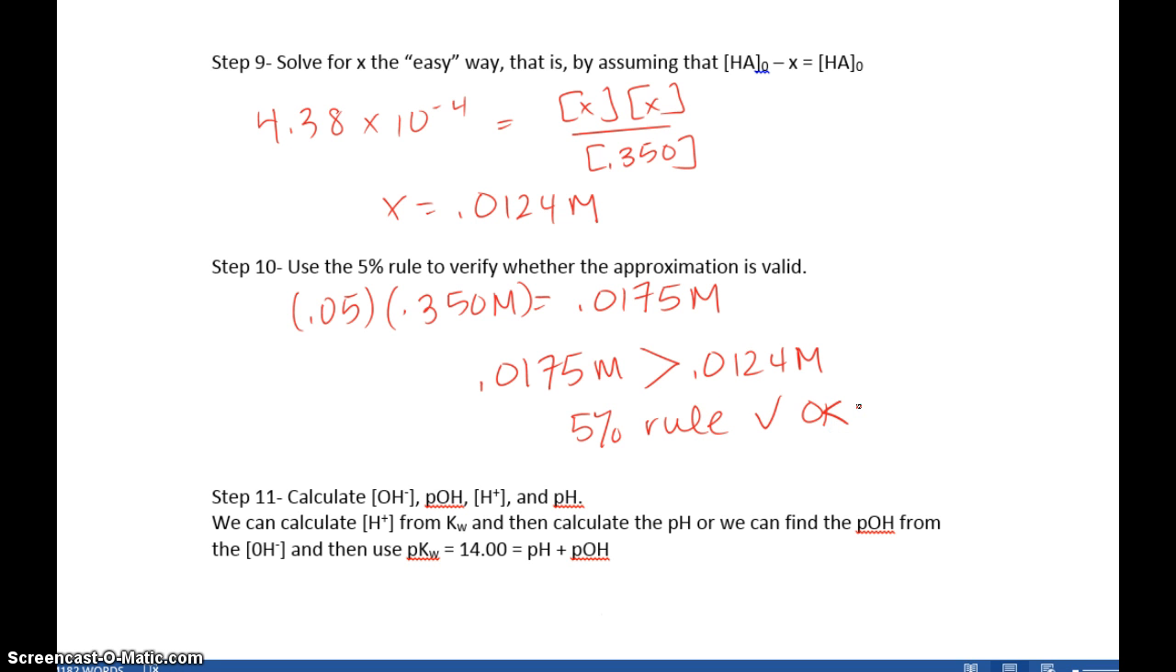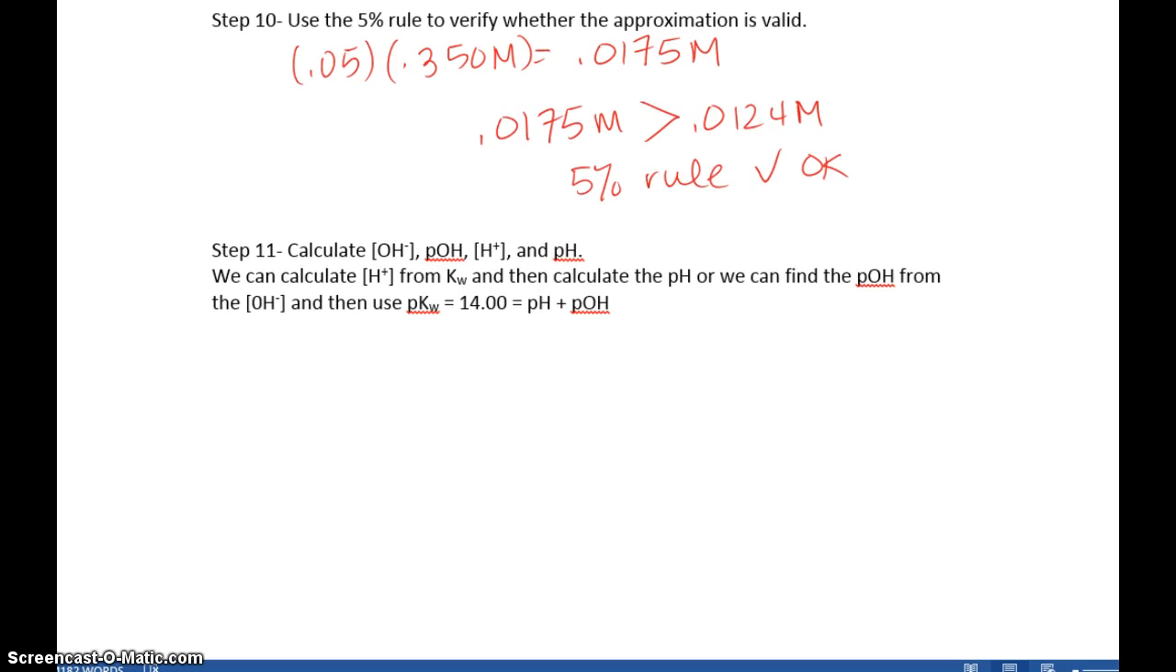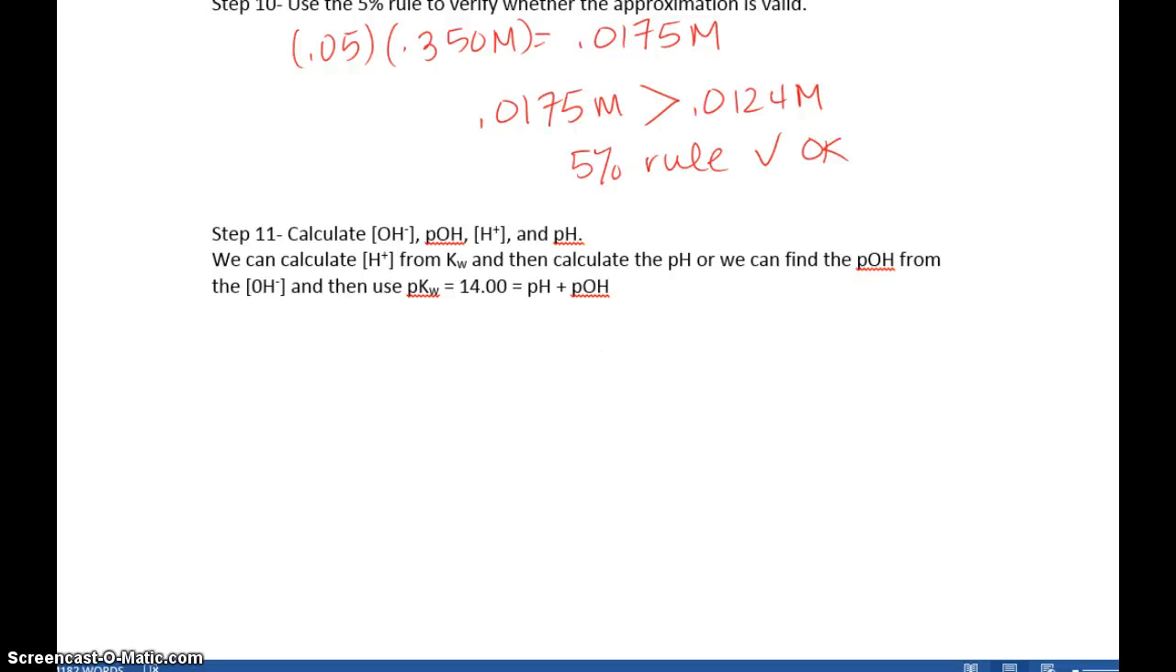Okay. So now I need to calculate the OH, pOH, H plus, pH, and whatever things the problem asks me to find. We can calculate the H from Kw and then calculate the pH, or we can find the pOH from the OH and use pKw is equal to 14, which is equal to pH plus pOH. We can solve those any myriad of ways. So I know that 0.0124 molar is equal to OH minus.